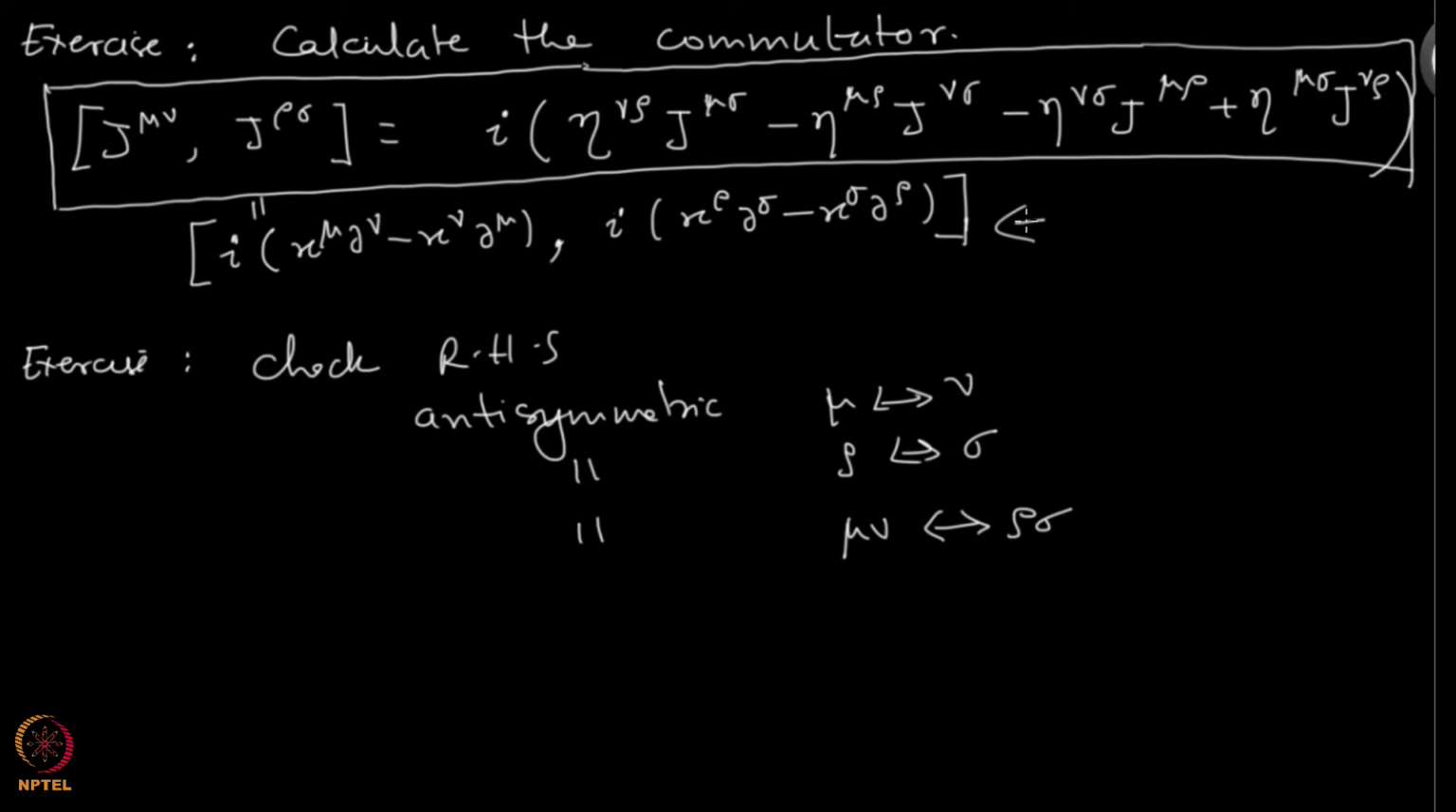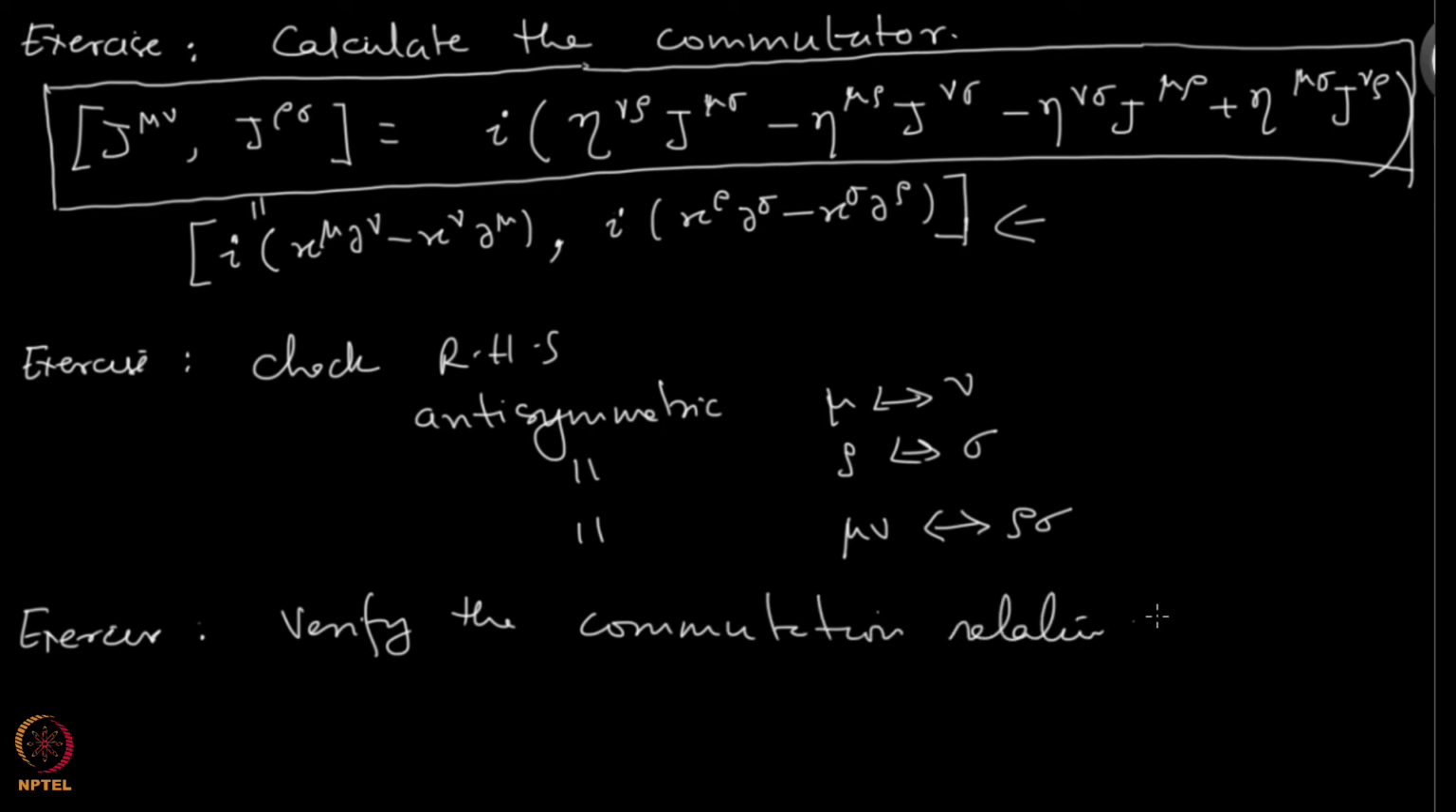Okay, and that is also another exercise. Maybe I should write that also down. Verify the commutation relation using the matrix representation of J_μν. Okay, please do these exercises.